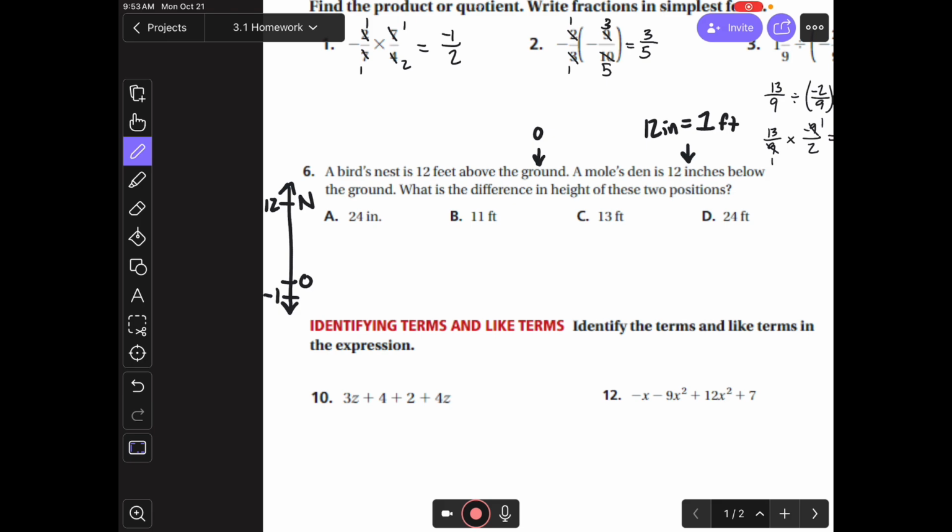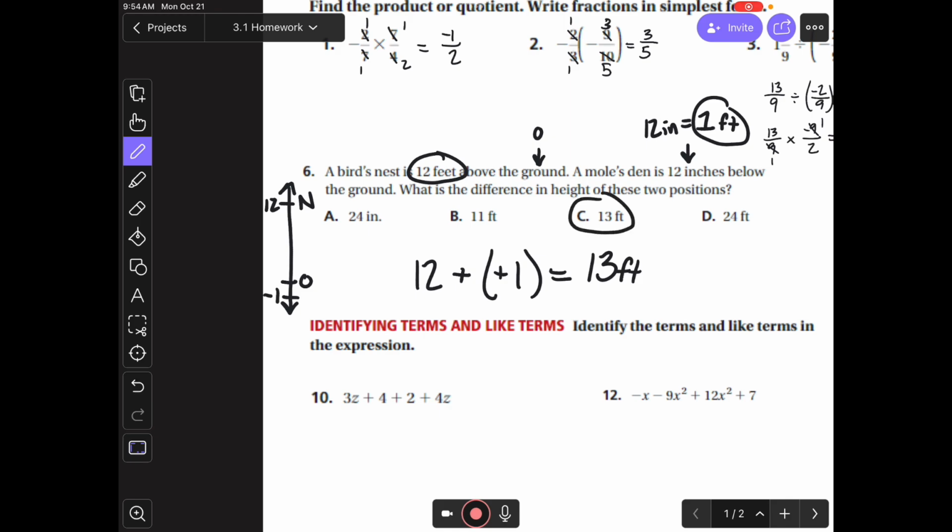The difference in height is just, well, how far apart is 12 and -1? To do that, we can technically find the range of these two, so I can subtract them. This becomes a plus positive, or add the opposite number. Adding 12 and 1, that gets us to 13, and we know that both of these are feet, because I said it was 1 foot and 12 feet, so my answer is C.